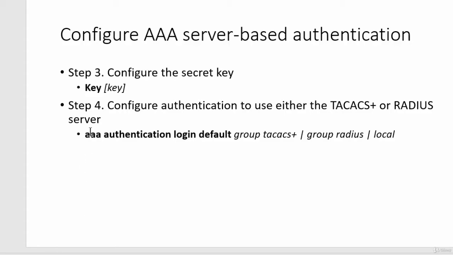This command means the first authentication uses the TACACS server, second the RADIUS server, and finally the local username database. It is important to realize that the router will only attempt to authenticate using RADIUS if the TACACS server is not reachable. Likewise, the router would only attempt to authenticate using the local database if the TACACS and RADIUS servers are unavailable.